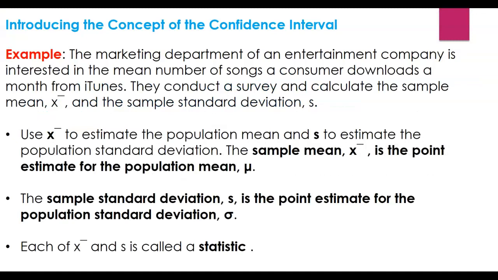The marketing department of an entertainment company is interested in the mean number of songs a consumer downloads a month from iTunes. They conduct a survey and calculate the sample mean x bar and the sample standard deviation s. We're going to use x bar to estimate the population mean and s to estimate the population standard deviation. So the sample mean x bar is the point estimate for the population mean mu, which is probably unknown. The sample standard deviation s would be the point estimate for the population standard deviation, which may be unknown. Each of x bar and s is called a statistic, and that goes back to what we talked about during week 2.